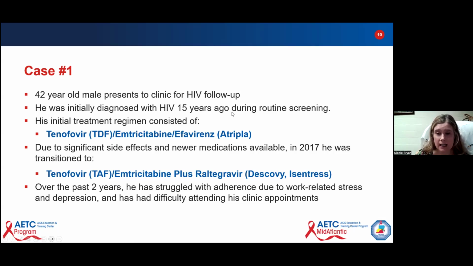Due to significant side effects and some newer medications, in 2017, he was transitioned to the updated version of tenofovir, or TAF, plus emtricitabine, and then a newer integrase inhibitor, raltegravir. Over the past couple years, though, he's struggled with adherence because of work-related stress, and he's had some depression, and he's also had some difficulty attending his clinic appointments.